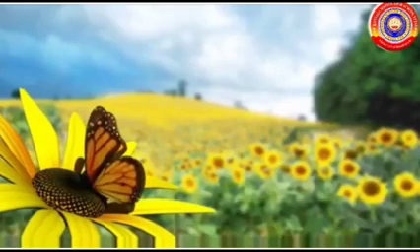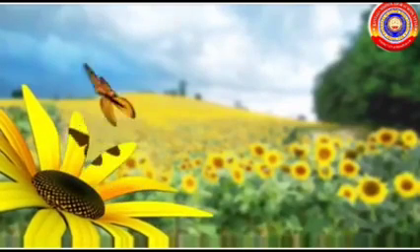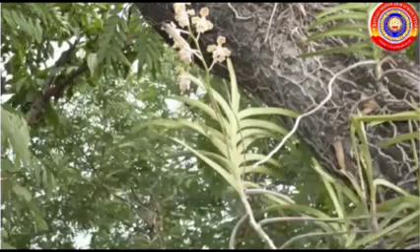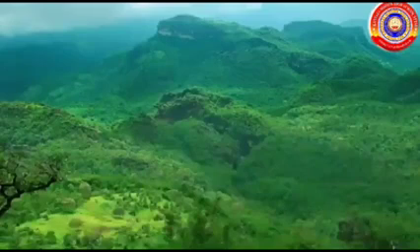The next one is mutualism. In mutualism, it is beneficial to both the organisms. Example, flower and butterfly. The last one is commensalism. In commensalism, it is beneficial to one and is neither beneficial nor harmful to the other. Example, mango tree and vanda.